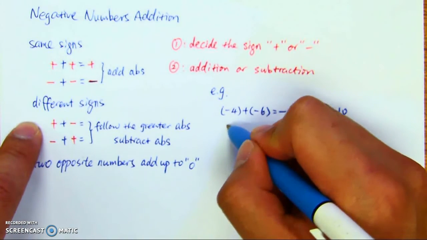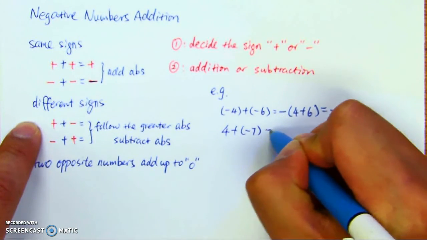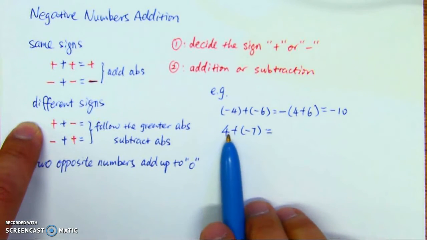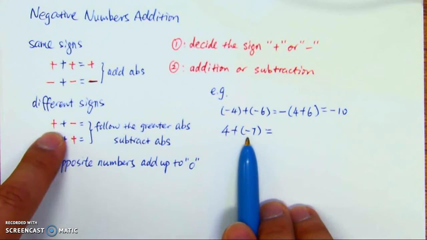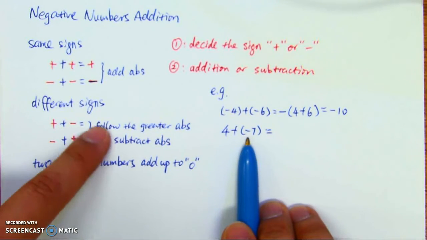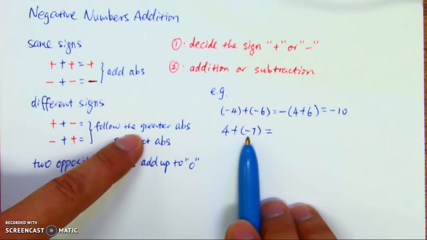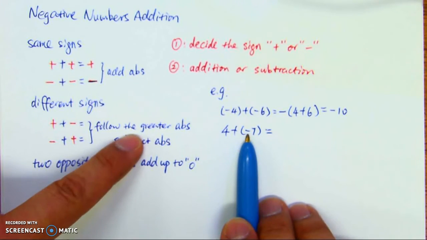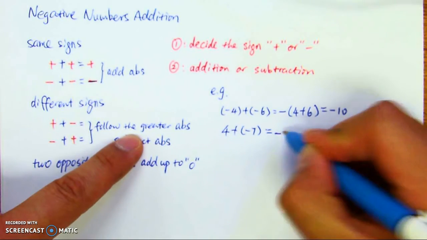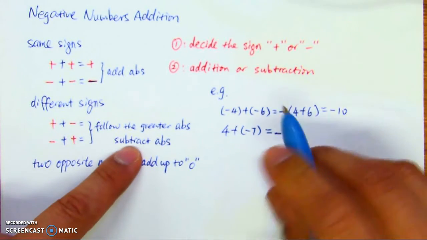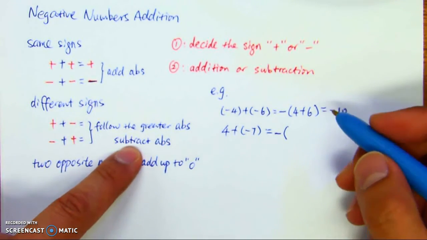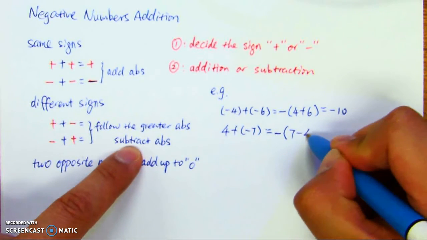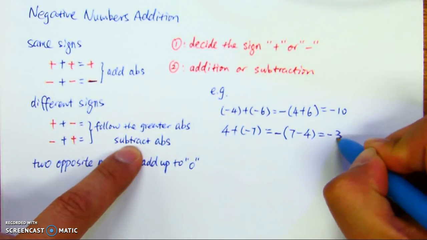Okay, example 2. 4 plus -7. It is obvious that this is a positive plus a negative. And then you need to follow the greater absolute value. -7 has got the greater absolute value. That's why we need to follow -7's sign. So the final answer is negative. And then you need to subtract because they have got different signs. So we subtract the absolute values. So 7 take away 4. So the answer is -3.